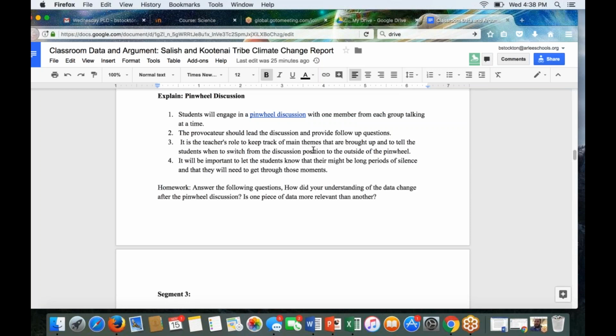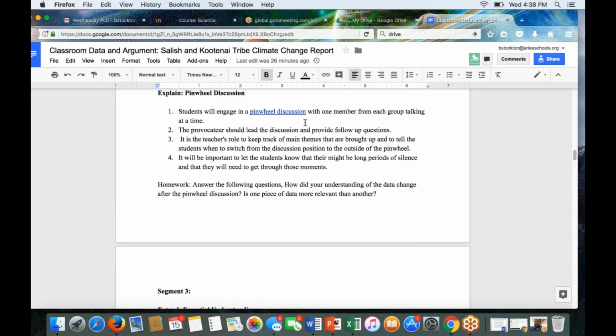So we do this discussion, and because these discussions are structured and only one person is able to talk at a time, and it has to be the person on the inside, it's really important that the teacher is keeping tabs on some of the main themes they're bringing up, but also on when it's time to rotate a new student from the group into the pinwheel. They're what we call the hot seat. And then they have an opportunity to go in there and talk.